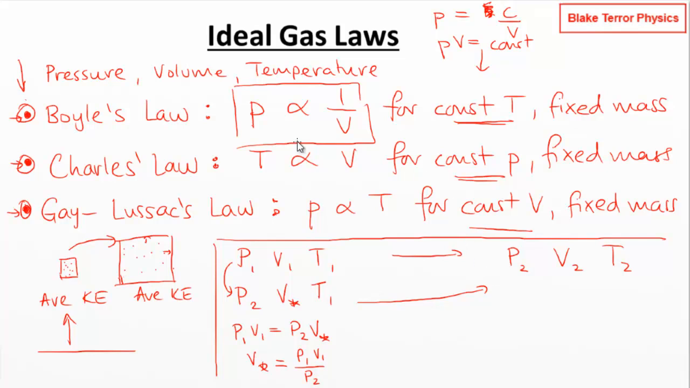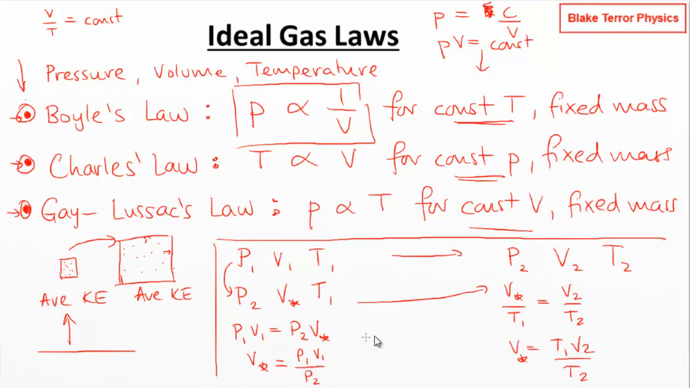So wonderful. Now we can do the same thing with Charles's law as we did with Boyle's law. We can say V divided by T is equal to a constant. So we can say that V star divided by T1, as in what we've got from Charles's law in our intermediate state here, is going to be equal to V2 divided by T2. So now again, we can say what V star is: V star is equal to T1 V2 over T2.